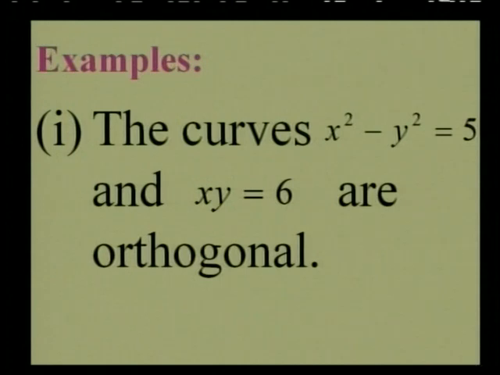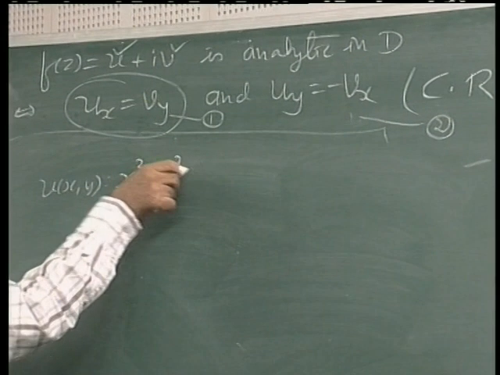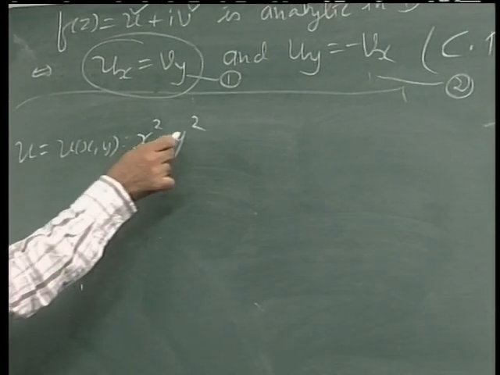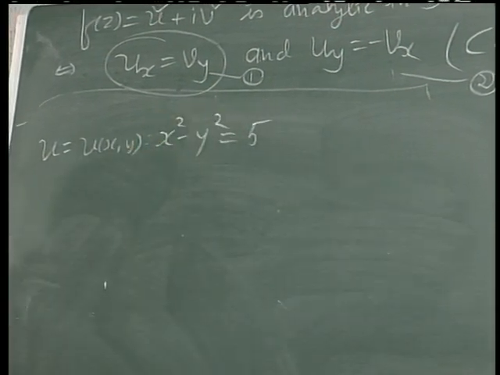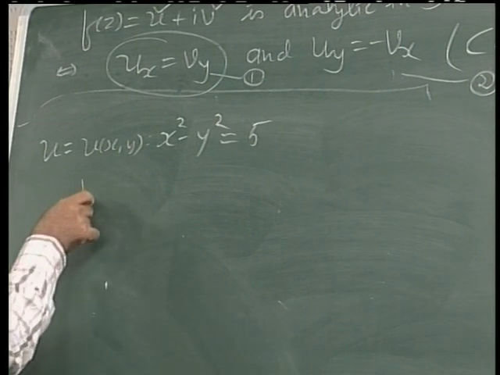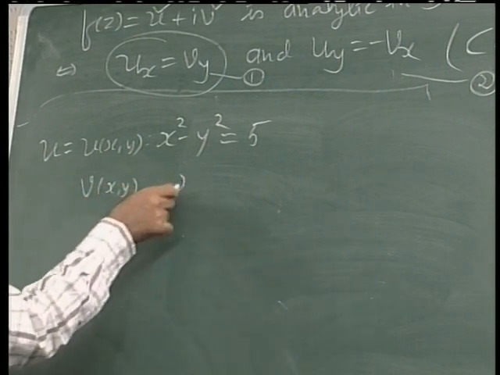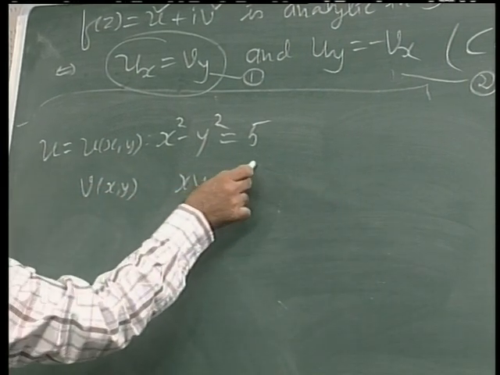Yes, the function we have, u(x,y), for both the curves. We shall take u(x,y) as x square minus y square. We simply say it is u, and this is given as 5, and v(x,y) is xy. It is given as 6.